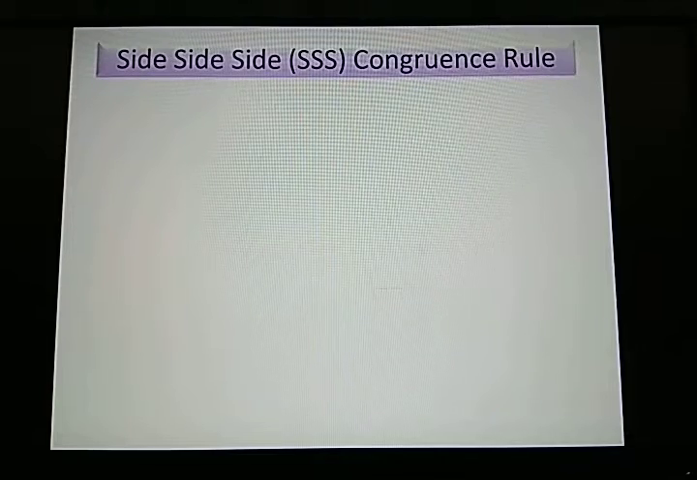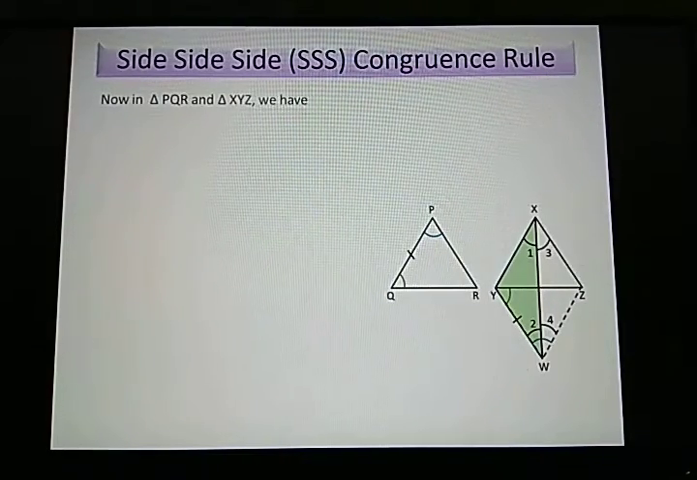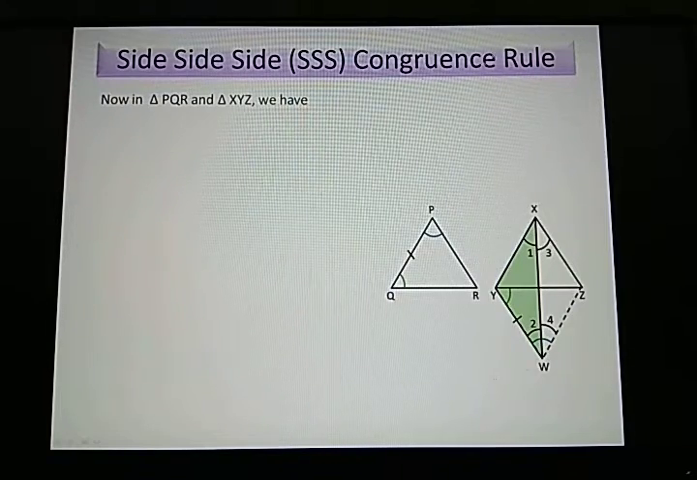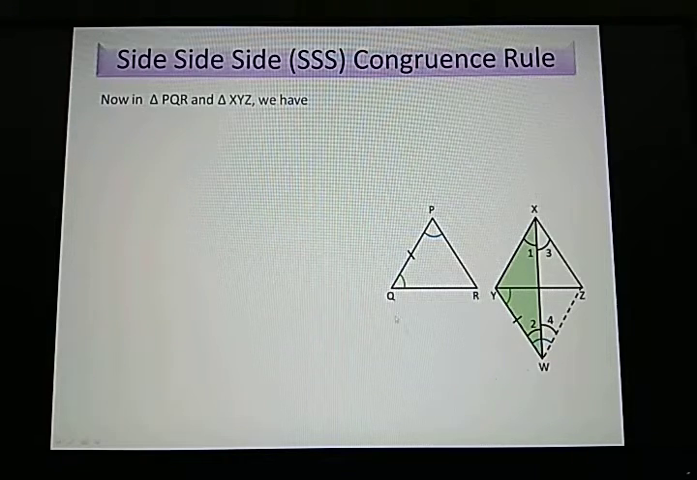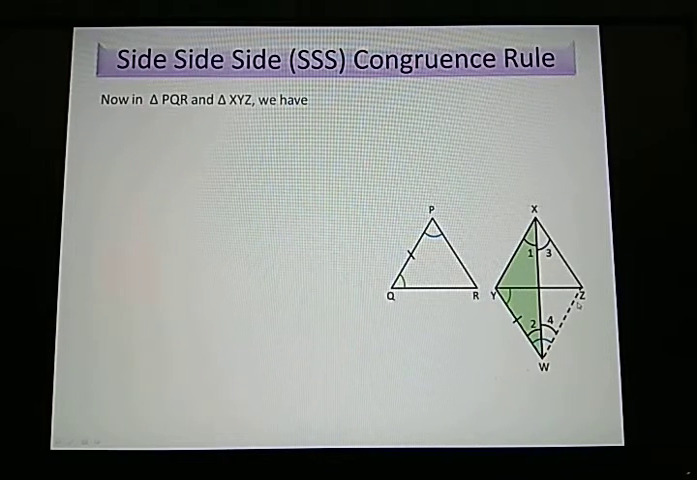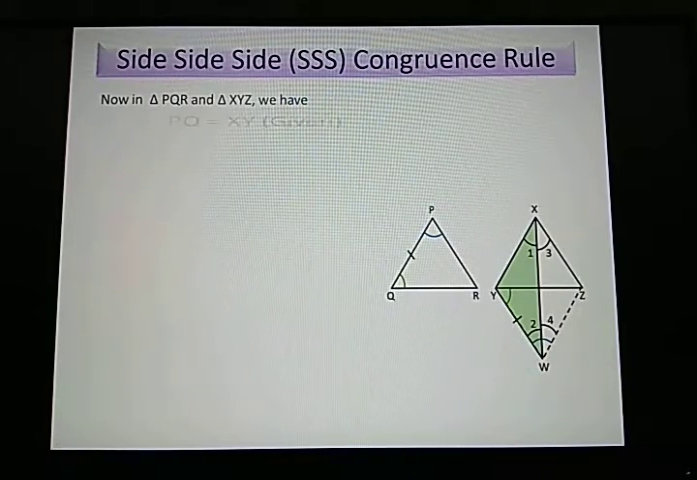Now moving on. Next what will we do? Now next we are going to compare what we actually need to prove. We are going to prove whether triangle PQR is congruent to triangle XYZ or not. So if we take these two triangles PQR and XYZ, what do we have?